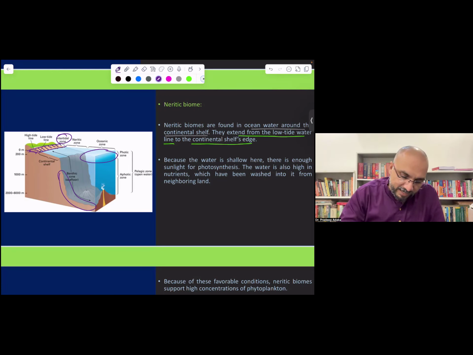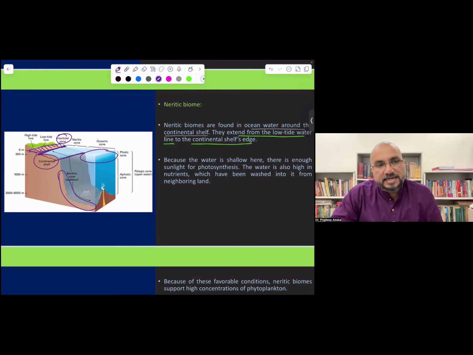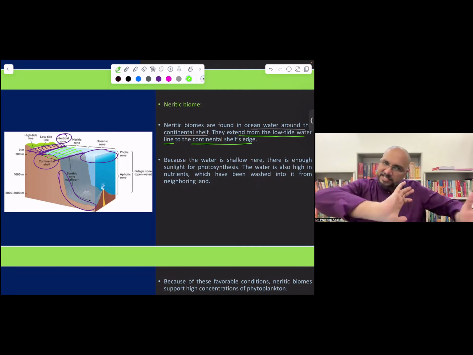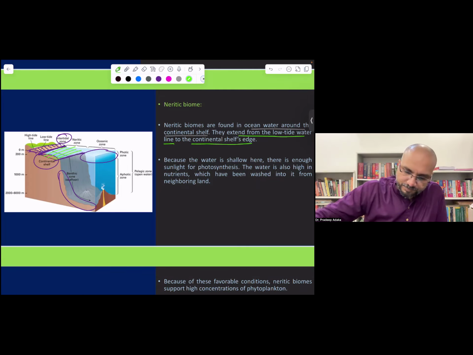So from the low tide line, the margin, up to the edge of the continental shelf, that zone is called the neritic zone. Okay, so this entire zone is called the neritic zone. Are you following? It is very simple. Diagrams are self-explanatory.